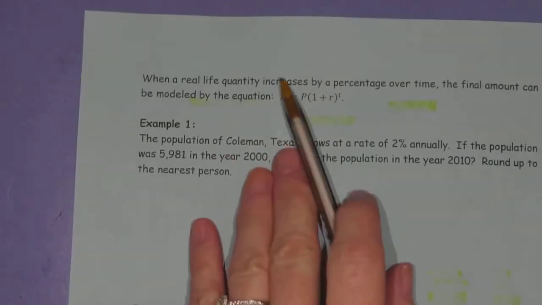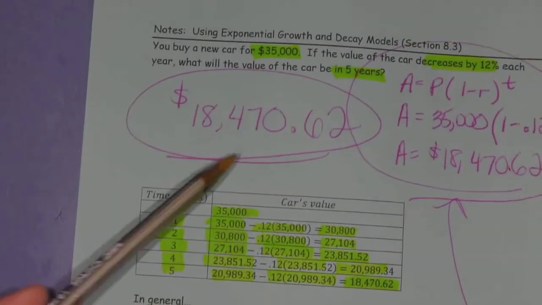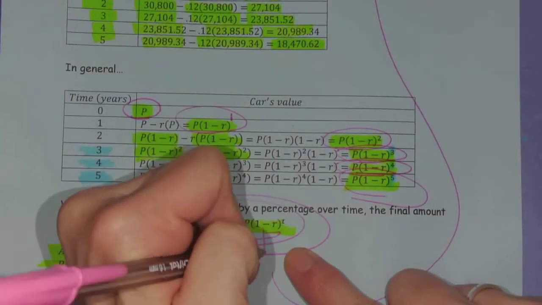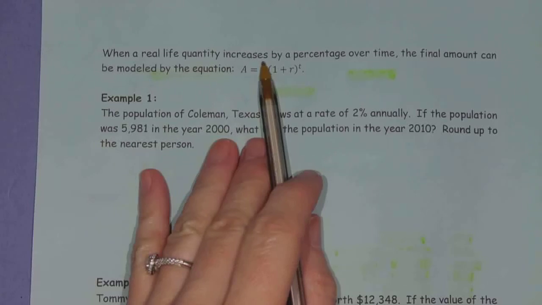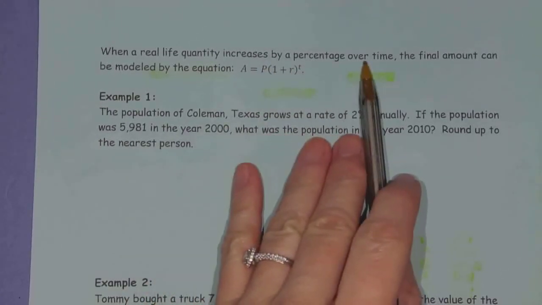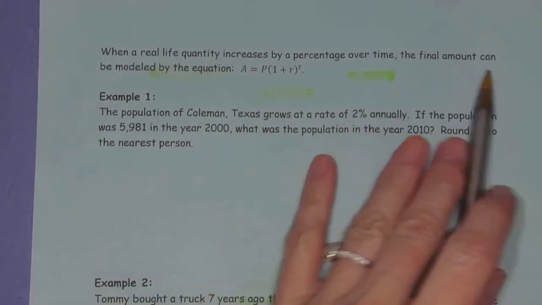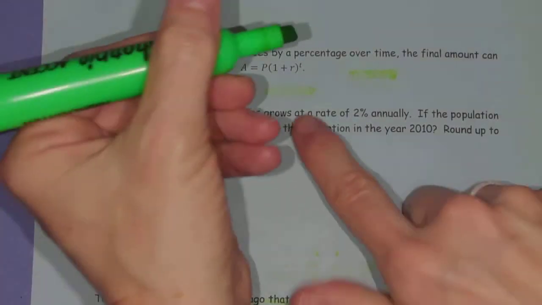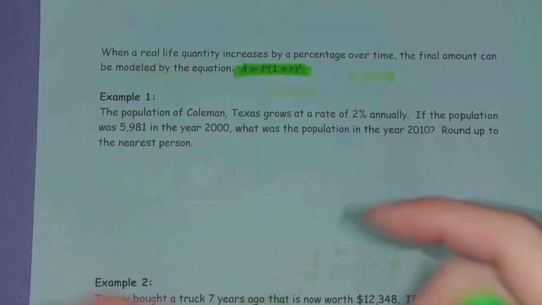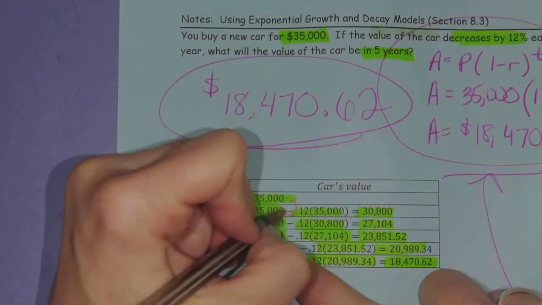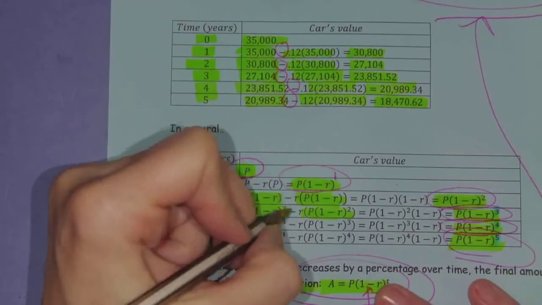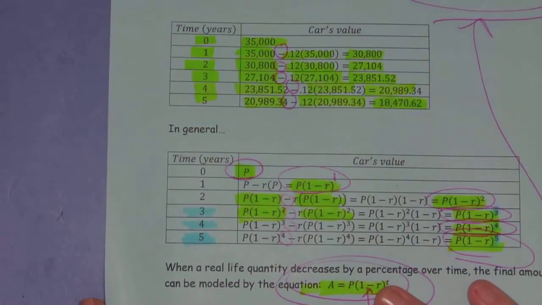Okay, check it out. So turn it over. We're almost done. Now, there's also growth. This was a decline, a car depreciating, so you can see we have a minus sign there with our rate. What happens if we grow? When a real life quantity increases by a percentage over time, because some things grow in appreciation, the final amount can be modeled by the exact same equation, just with a plus. That's because if something was growing, we would have changed all of these to pluses.